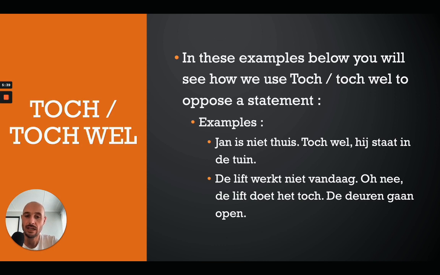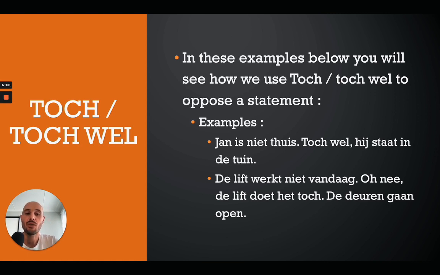Now, I want you to look at the first sentence again. Jan is niet thuis. Jan is not home. Then you will use toch wel, on the contrary. Alright? Now, if you would say Jan is thuis, Jan is at home, but you want to say, on the contrary, he is in the shop, then you would say Jan is thuis, you oppose it, and in this case you would use toch niet.